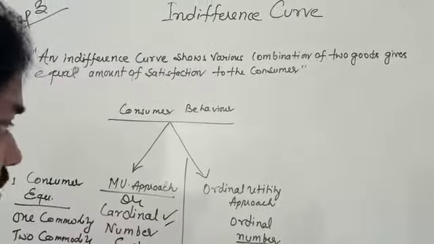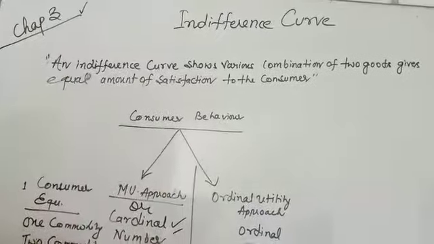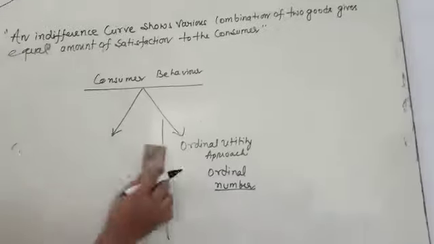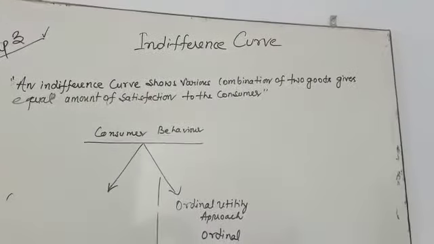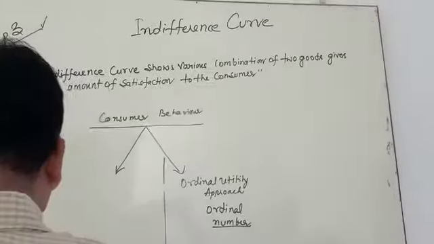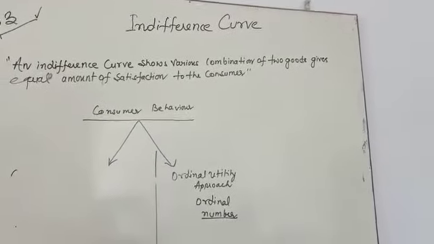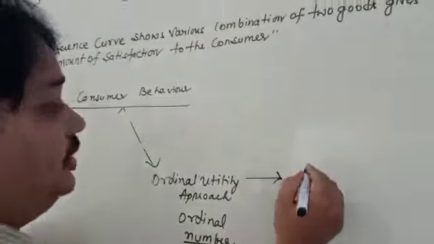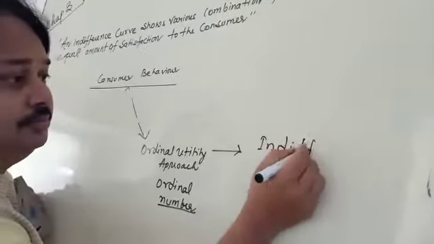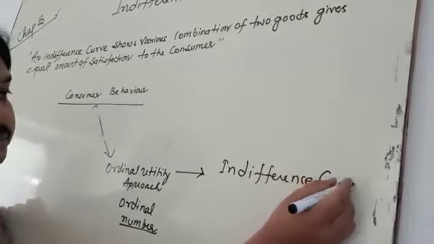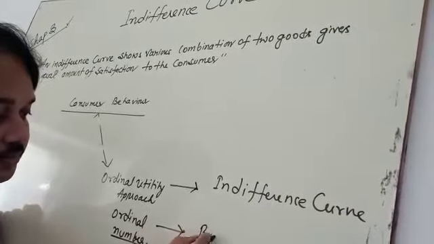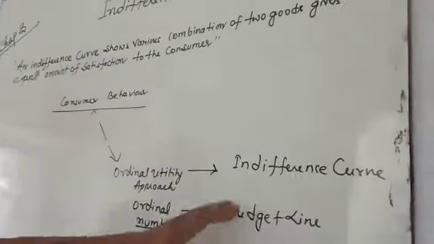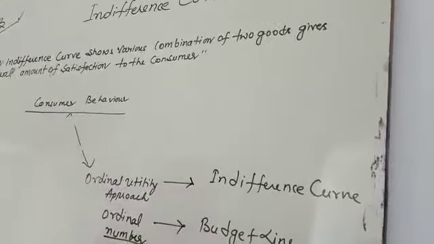Now the next part of this chapter 3 is called the ordinal utility approach. In this topic, we are going to study two things: first, the indifference curve, and second, the budget line. With the help of the indifference curve and budget line, we can also measure consumer behavior.